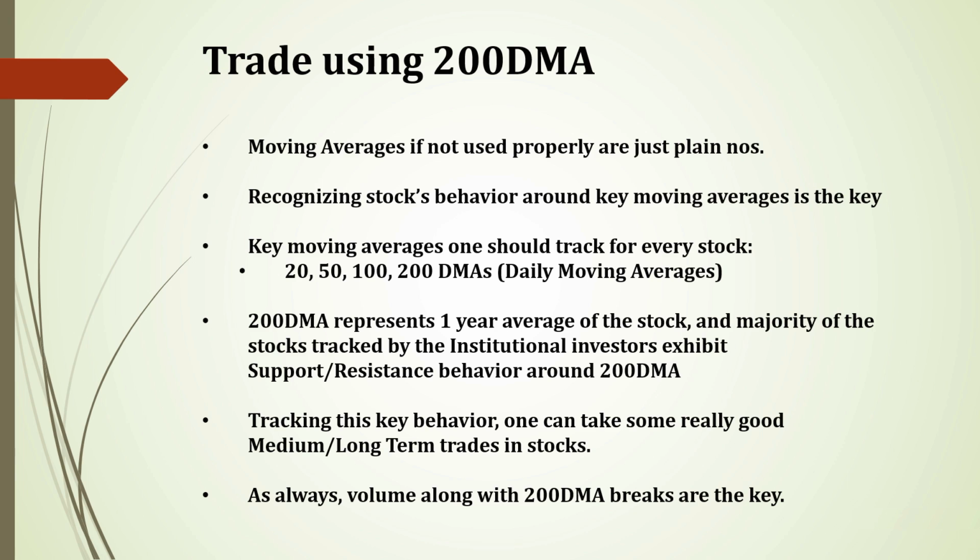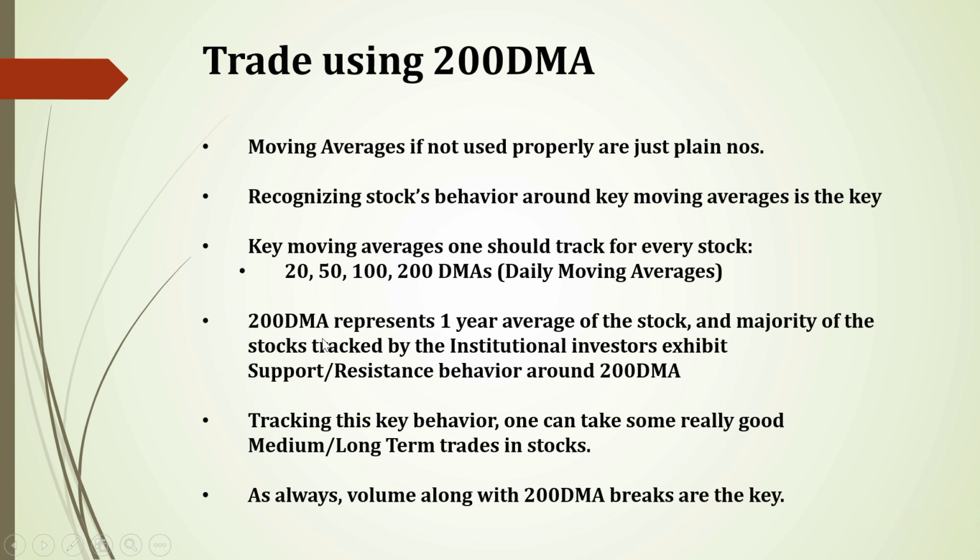What are the key moving averages one should track? You should be tracking these numbers: 20-day moving average, 50-day moving average, 100-day moving average, and 200-day moving average. Because there are various time frame traders, various types of people involved who are taking buying or selling decisions in the stocks, and there may be some specific behaviors happening based on their own decision making process around these key numbers, and that is why they are important.